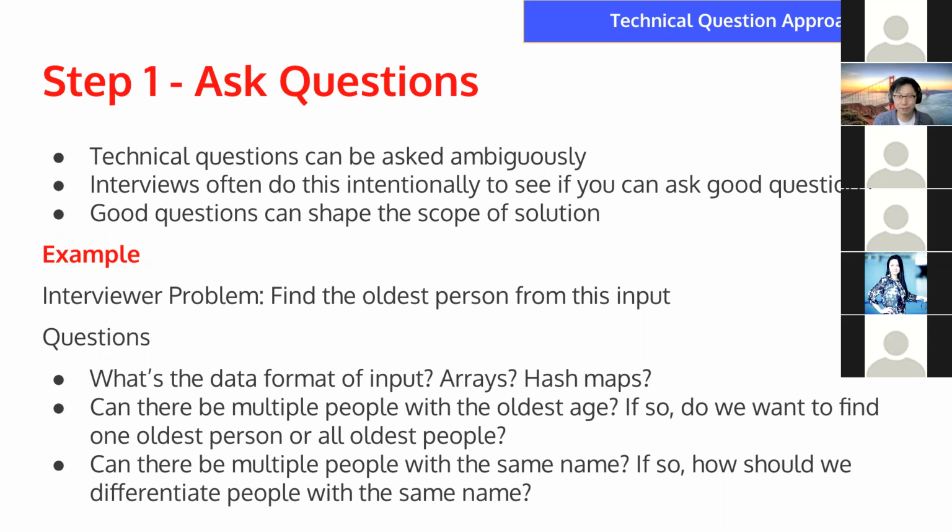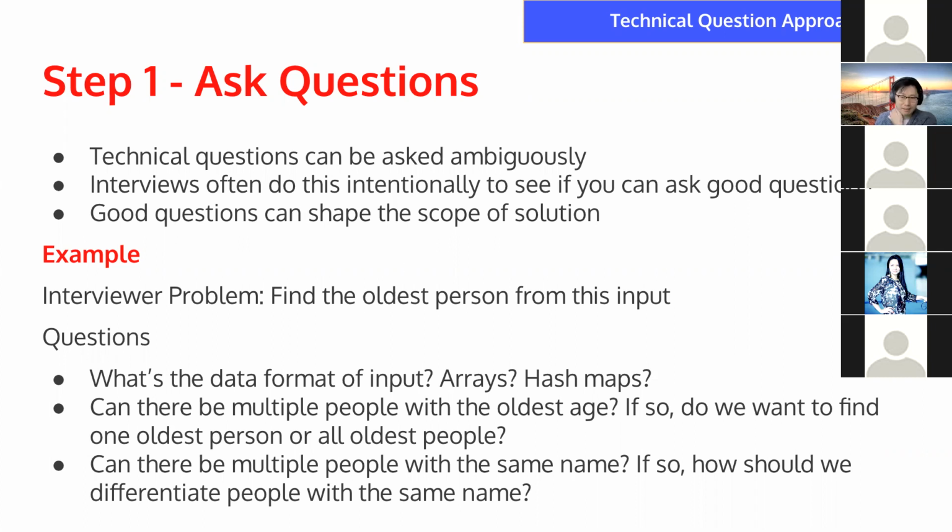So for this example question, what are some of the questions that you could be asking? You could be asking, what is the data format of the input? Is this an array or is this a hash map? You could also be asking, can there be multiple people with the oldest age? And if so, do we want to find just that one oldest person or all the oldest people, right? Because depending on how many you want to return, the data structure that you need is probably going to be different, as well as some of your code. And lastly, you could also be asking, can there be multiple people with the same name? If so, how should we differentiate people with the same name, right?